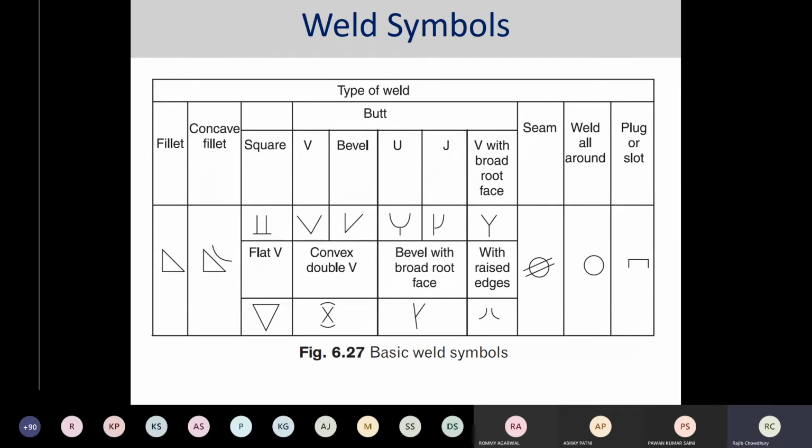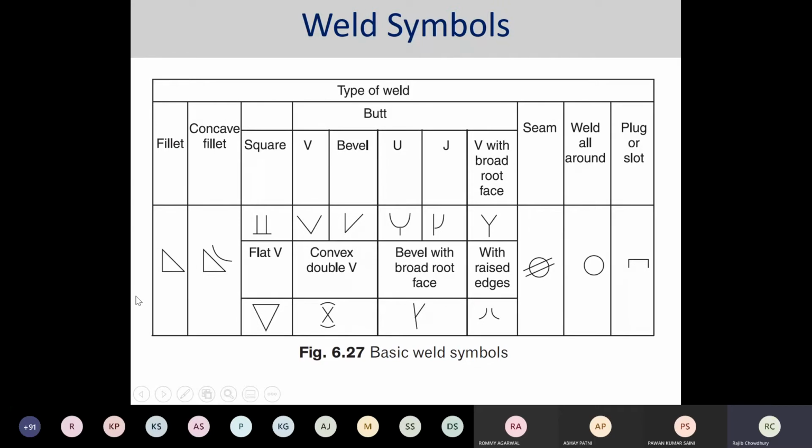So these symbols save a lot of space in descriptive notes. Every time we need not give the description, like whether it is a fillet weld or a groove weld or a butt weld. Instead, we can utilize these typical standard symbols to make our drawing more attractive and more useful from the context of the design execution.